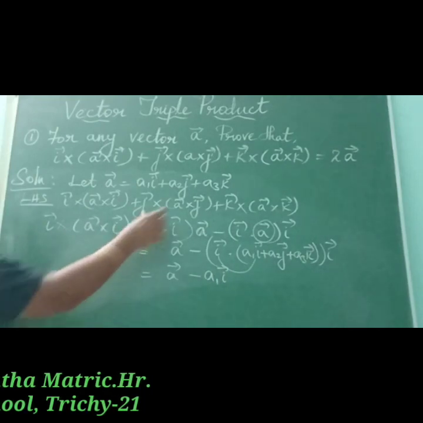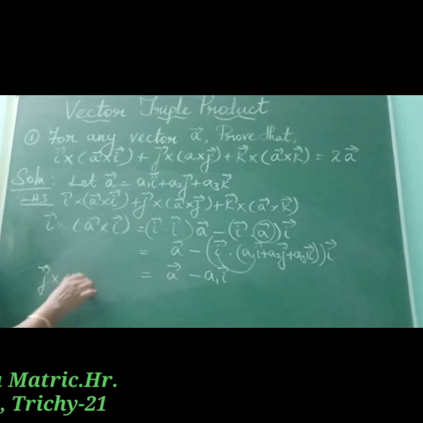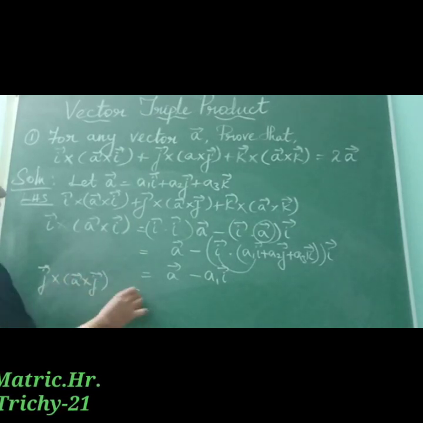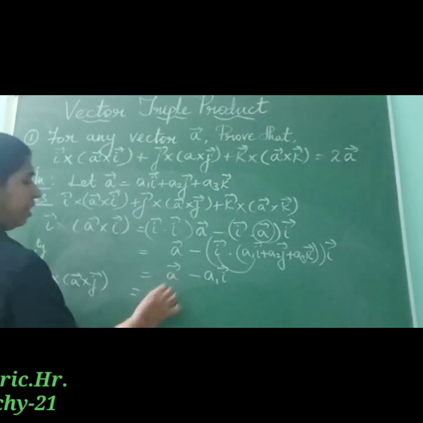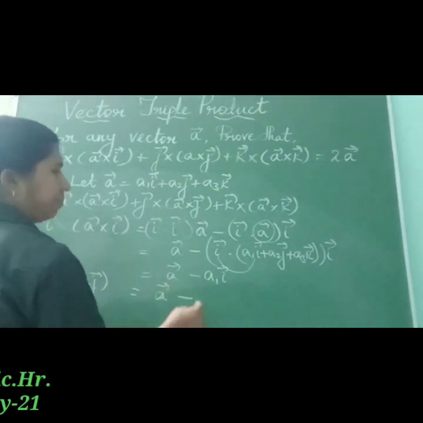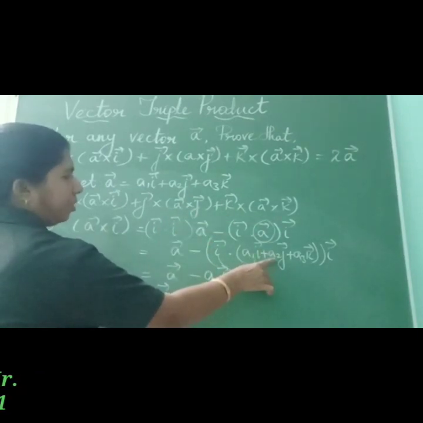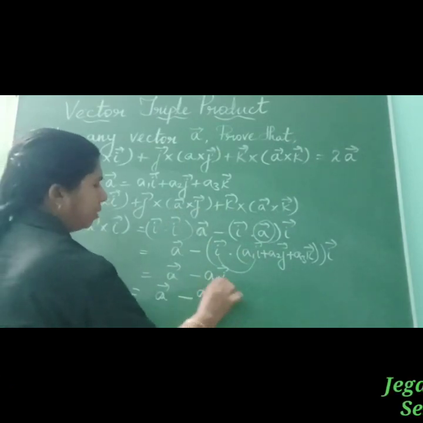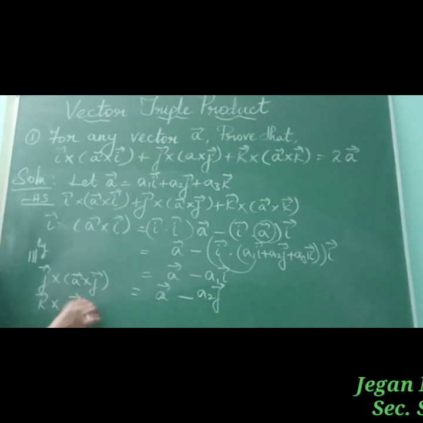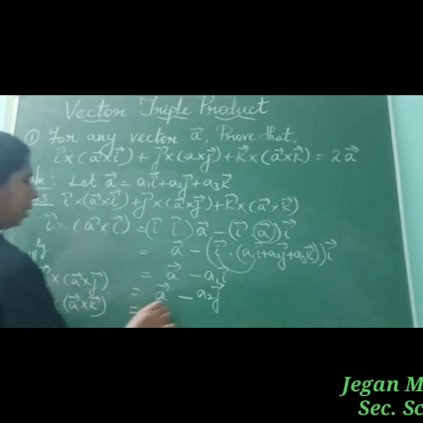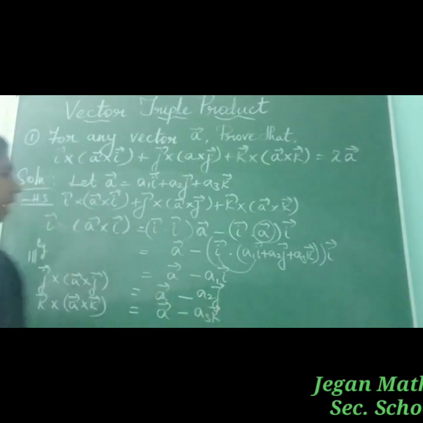Same way, when you expand the second one, J cross A cross J, we get A vector minus A2 J vector, since the coefficient of J in A is A2. Third one, K cross A cross K, equals A vector minus A3 into K vector.